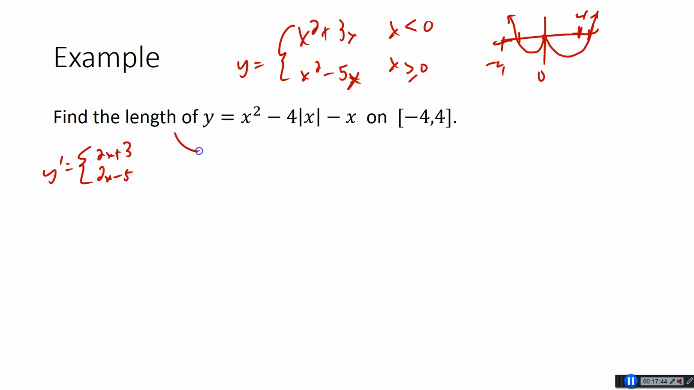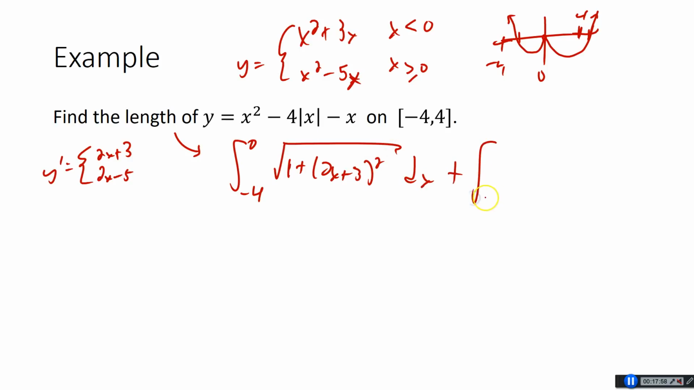So to find the length here, it's going to be the integral from -4 to 0 of the first function, so square root of 1 plus 2x plus 3 quantity squared, because we square the derivative, dx. Then we add to that the integral from 0 to 4, the square root of 1 plus quantity 2x minus 5 squared. There we go, dx.